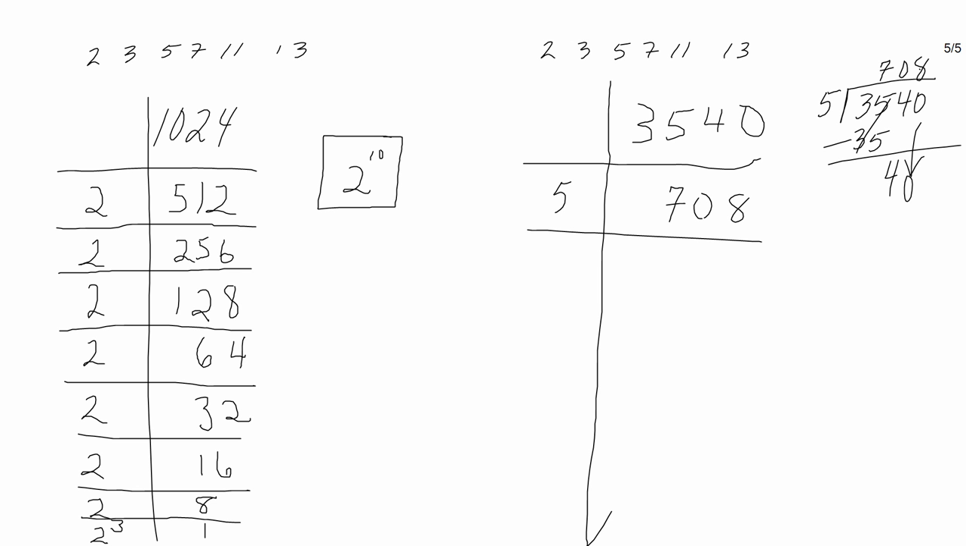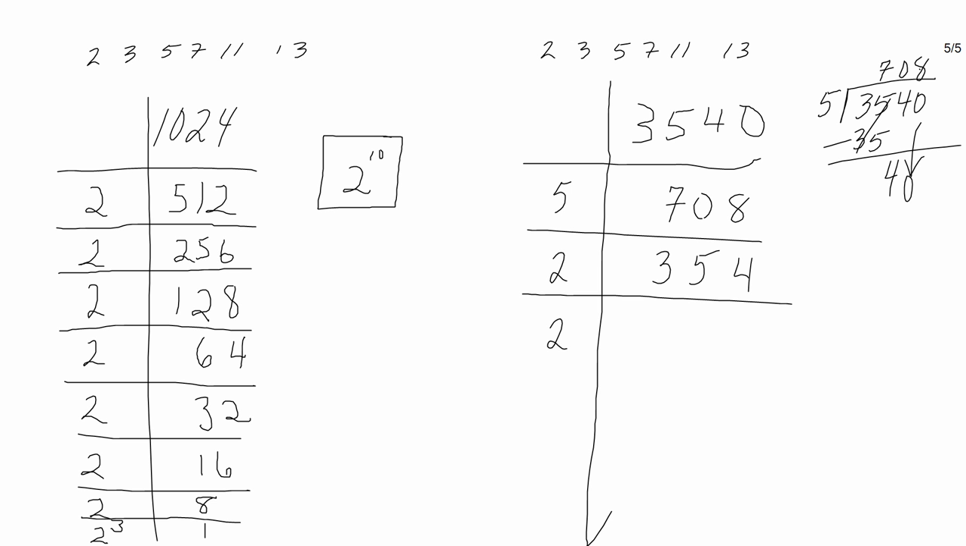So 2. 2 will go into 7. What's in your head? A 1. That 1 goes with that 0, that's 10. So 2 will go into 10 how many times? 5. Anything left over? No. 2 will go into 8. It takes some practice. If you've never done it before, it takes some practice. And just keep with it.